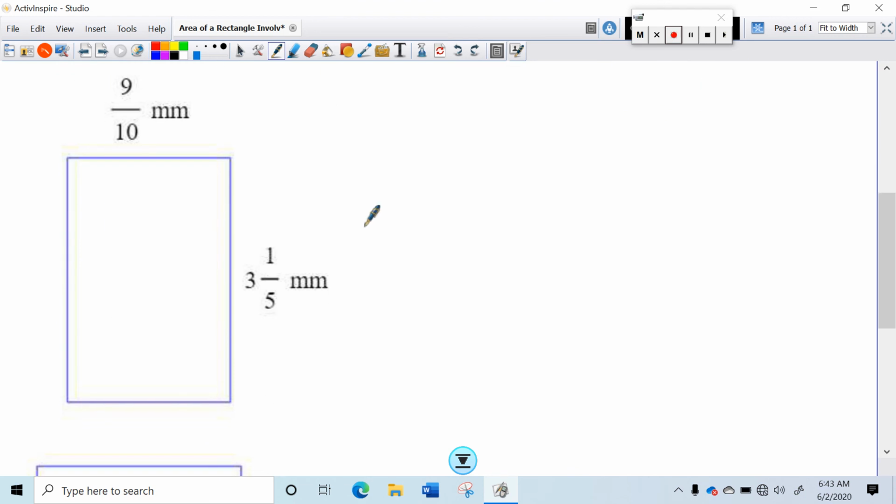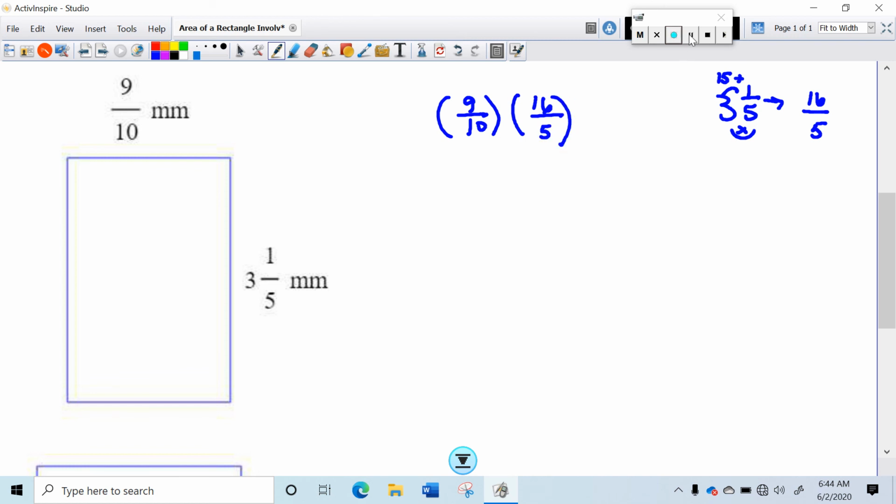Okay, the next one is not a square, it's a rectangle, so you just multiply 9/10 times, okay, 3 and 1/5. Let's come over here and change that. You keep your denominator, you multiply. 5 times 3 is 15, and you add. 15 plus 1 is 16. So 16 over 5. Multiplying straight across, 9 times 16 is 144, and 10 times 5 is 50.